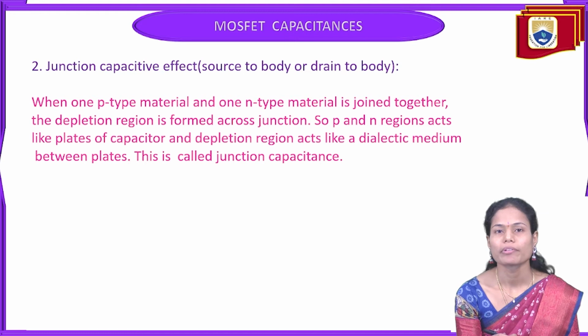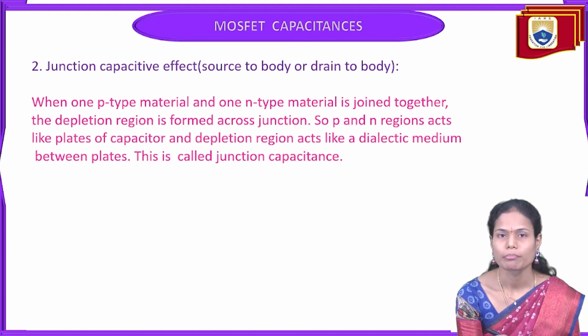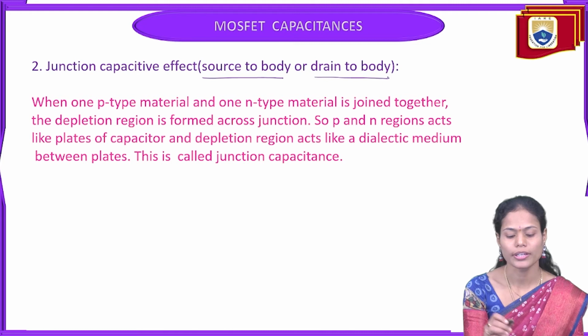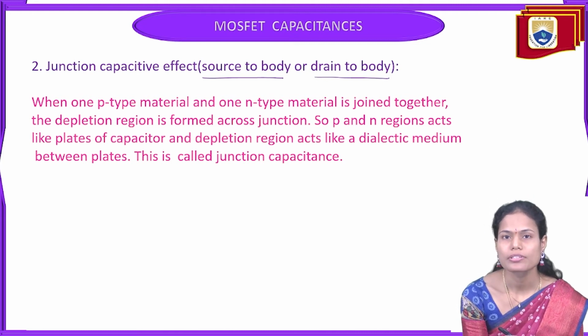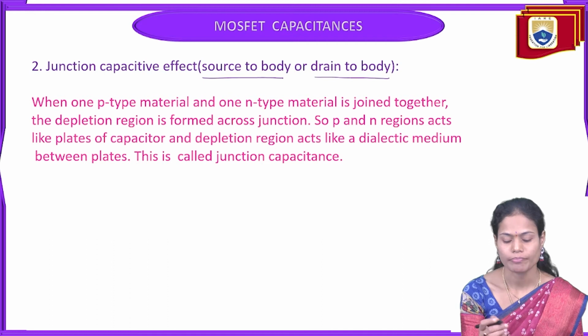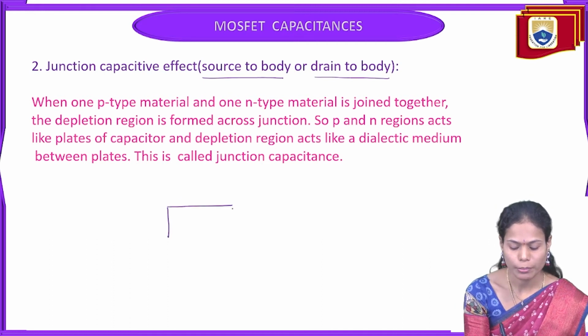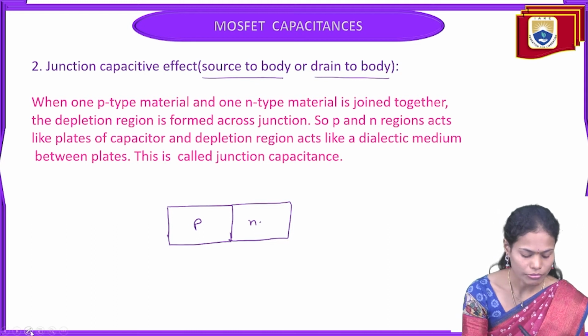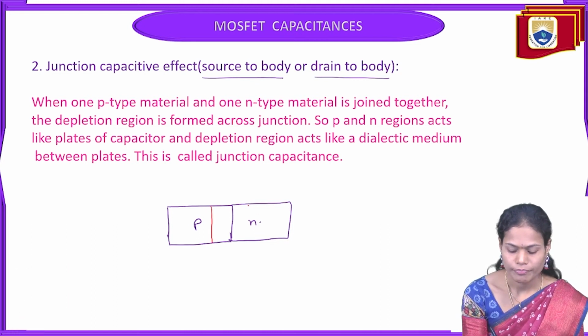The second type of capacitance we can expect in the case of a MOSFET is the junction capacitive effect, that is, between the source and body and the drain and body. This junction capacitance effect we can expect whenever two types of semiconductor materials are joined together. For that purpose, I am considering one P type material as well as one N type material. If I join these two materials together, a depletion region will be formed between them. This particular region we call the depletion region.